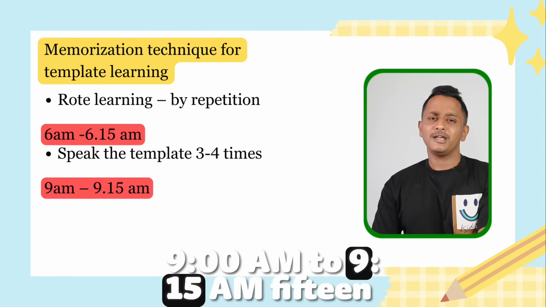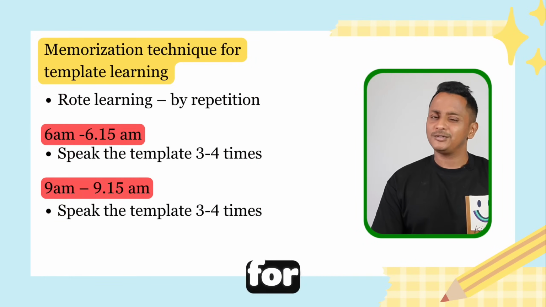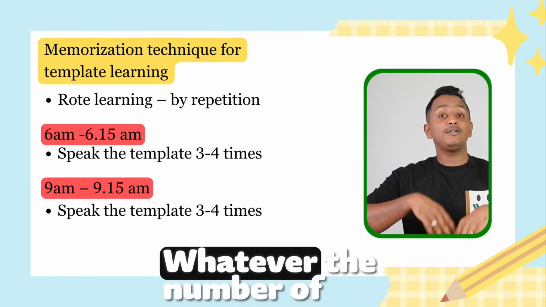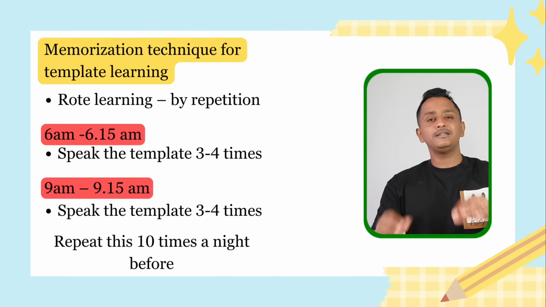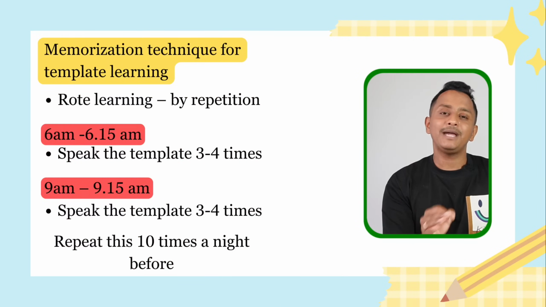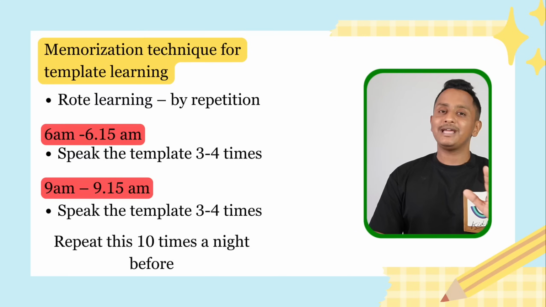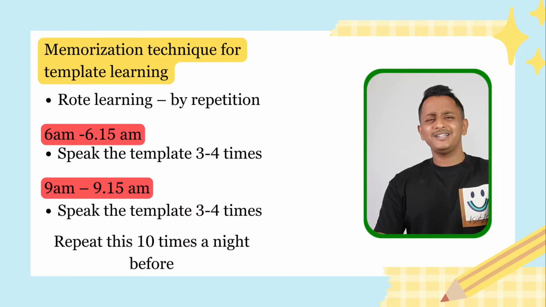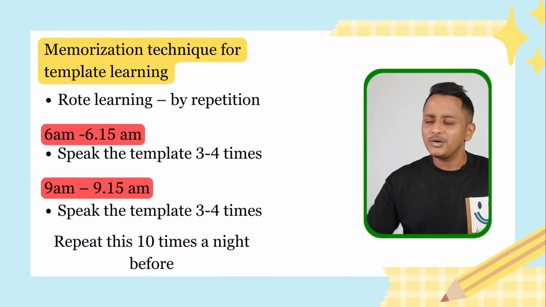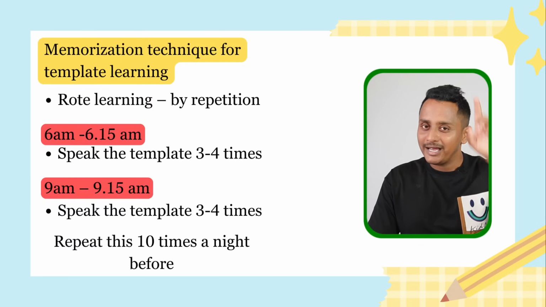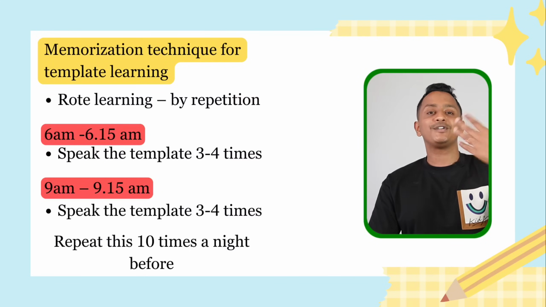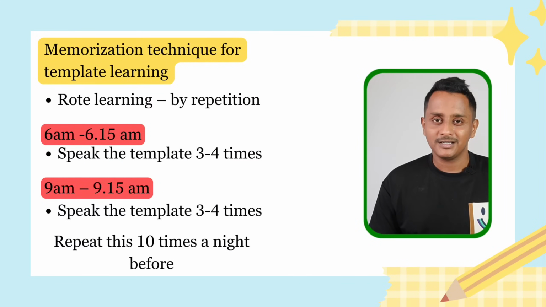9 a.m. to 9:15 a.m., 15 minutes again, speak the template 3 to 4 times, or whatever the number of times you can repeat, do it. And then repeat this 10 times, write a routine, 10 times, 3 to 4 times, almost 40 times you would have spoken. Hey, trust me, the next day it will automatically come in your mouth and you will never forget. But 10 times means 10 times you got to do it. Every time 3 to 4 times you're going to recite the templates. Just repeat it. This works.